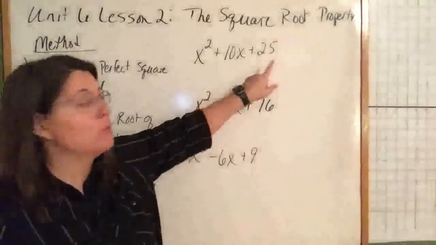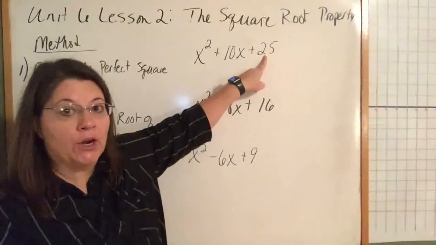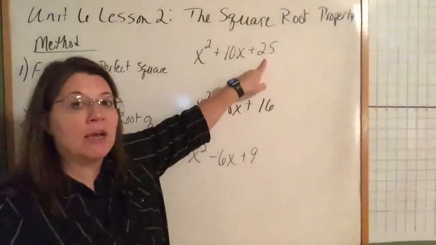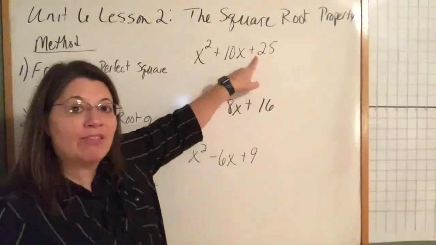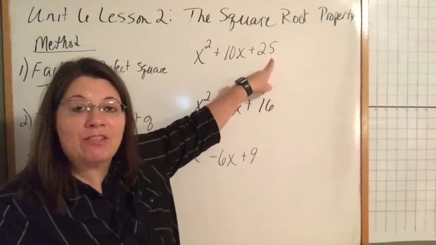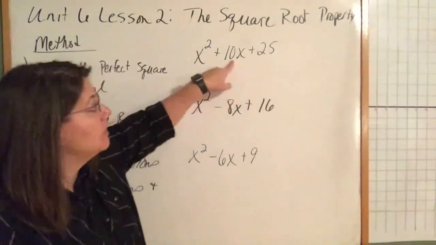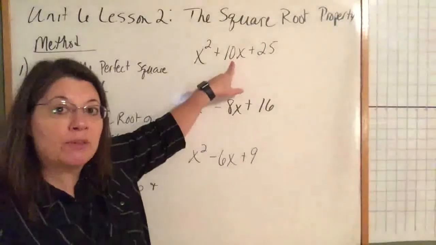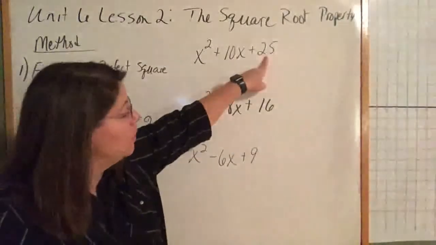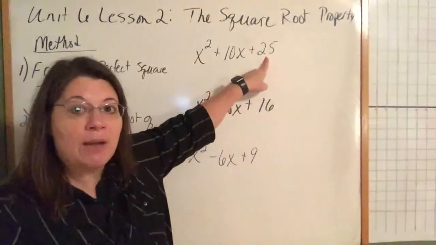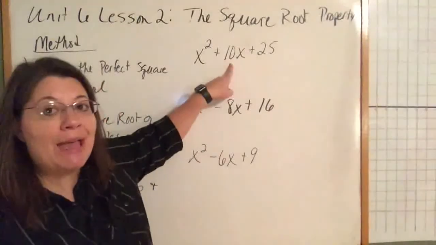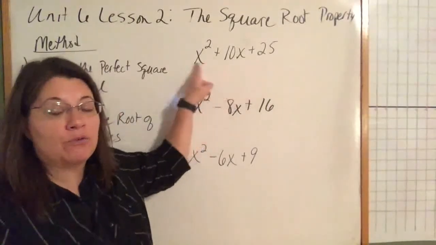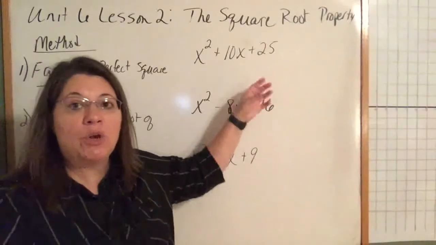This will only happen when the number here is square, and the square root of that number, if you take the square root of 25, that's 5. If you multiply that square root by 2, it will give you the middle number, and you'll know it's a perfect square. So the square root of 25 is 5. 5 times 2 is 10. If you have that pattern in a square trinomial like this, then you know it's going to be a perfect square.